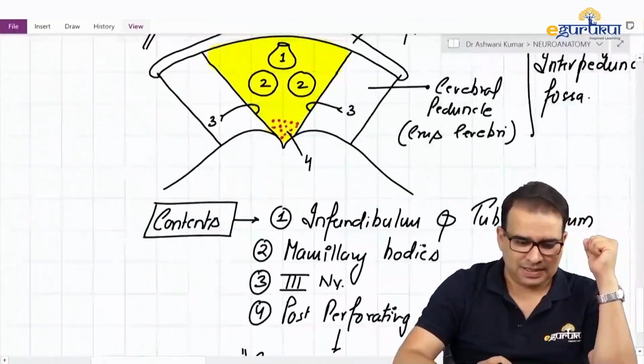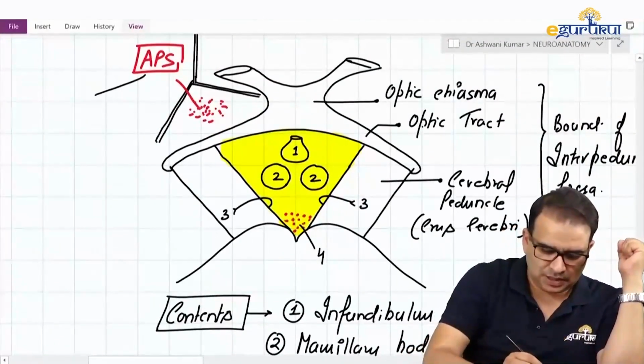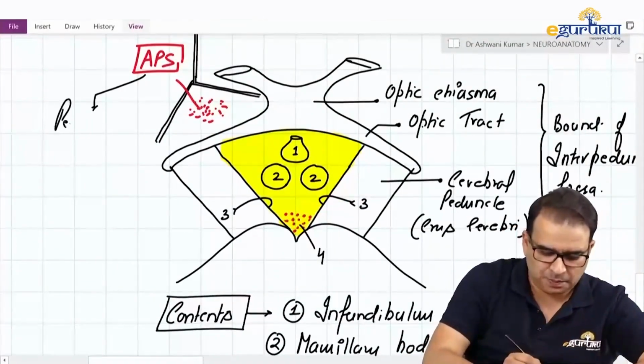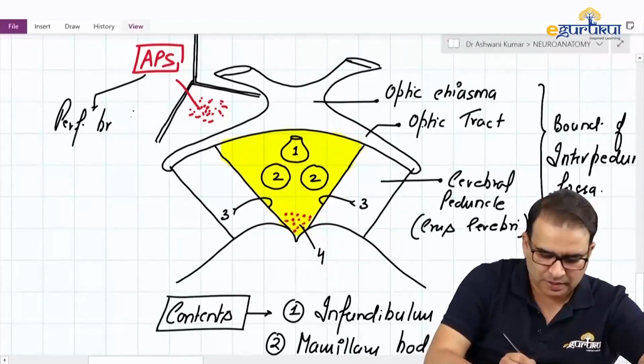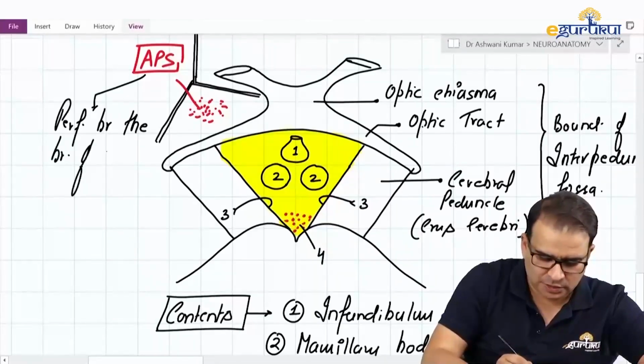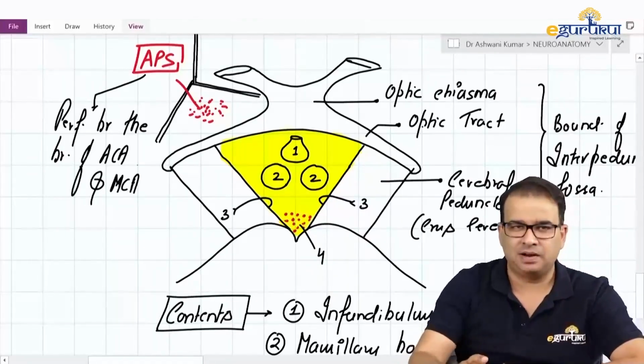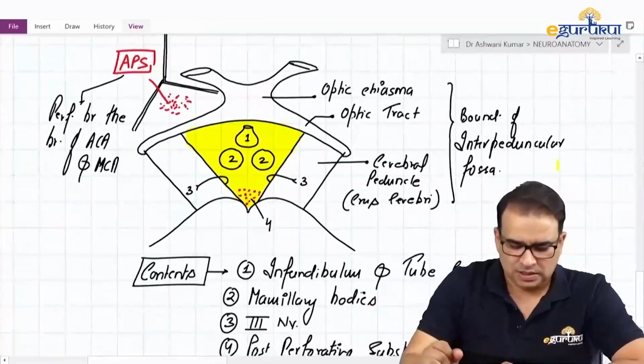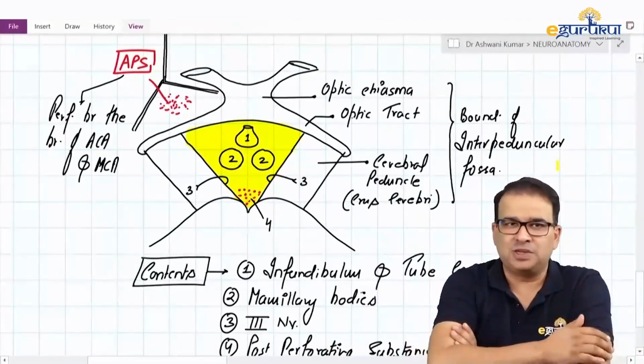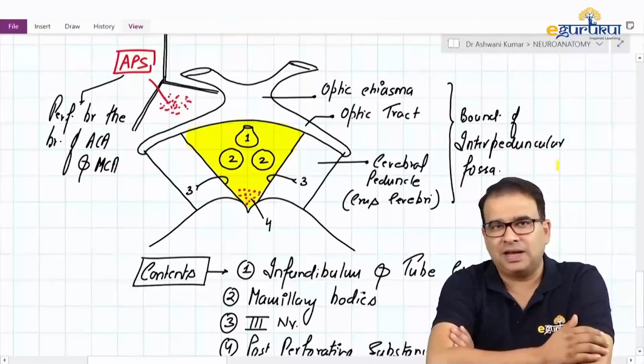Whereas on the other hand, this anterior perforating substance is the gray matter area which is perforated by the branches of anterior cerebral as well as middle cerebral, both anterior as well as middle cerebral artery. They do ask questions on this. So posterior perforating substance, only posterior is there, and anterior where we have both anterior as well as middle cerebral artery branches.